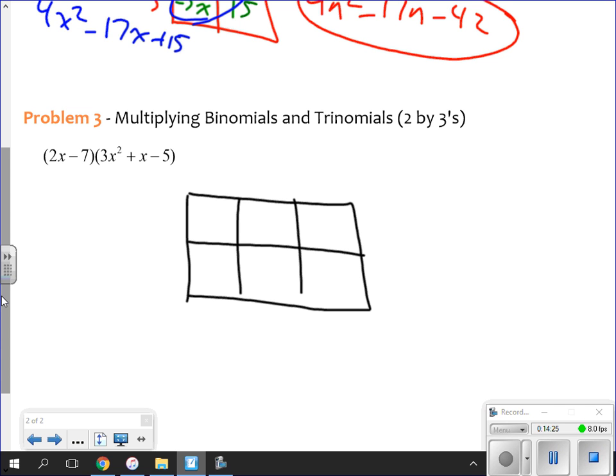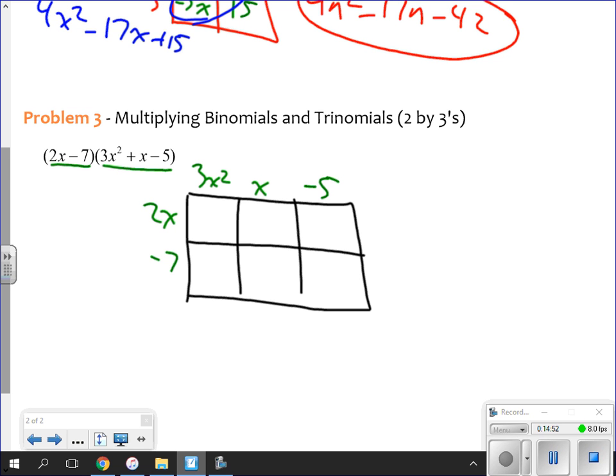Now, it does matter which one goes on which side, obviously, on this one here. The 2 terms, 2x minus 7, go on the side where the 2 sides are. And the 3 terms, 3x squared, x, minus 5, go on the side with three terms on it. And then you fill it in exactly the same way. It's still fill it in like a multiplication chart.